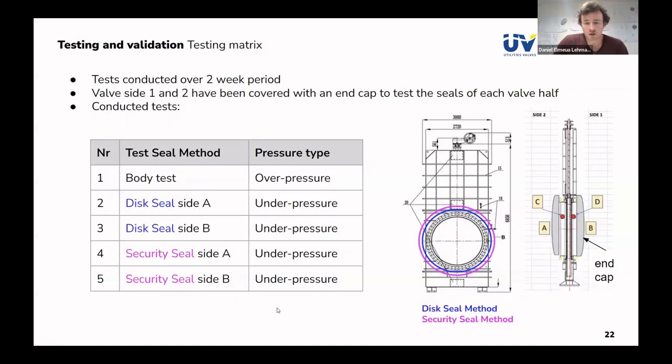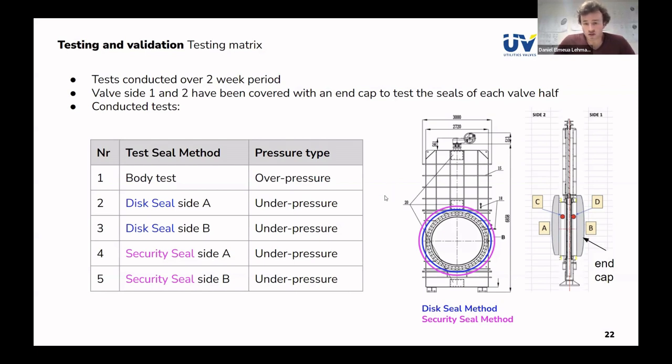If we have a look at the testing matrix, here you can see some of the tests we have been conducting. This test campaign has been going over 2 weeks. And here in a nutshell, we are clustering the most relevant tests. So for you to know, we cover tests on the body level, meaning once the gate is removed, to evaluate how the body is performing, not only under overpressure, but also under pressure. And then we evaluated the vacuum performance of the seal, method, disc, and security once the gate is closed.